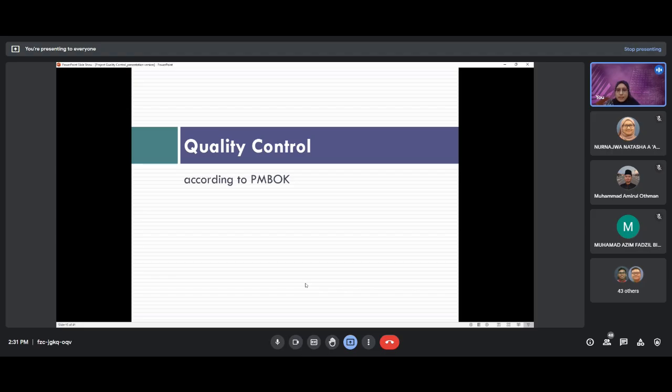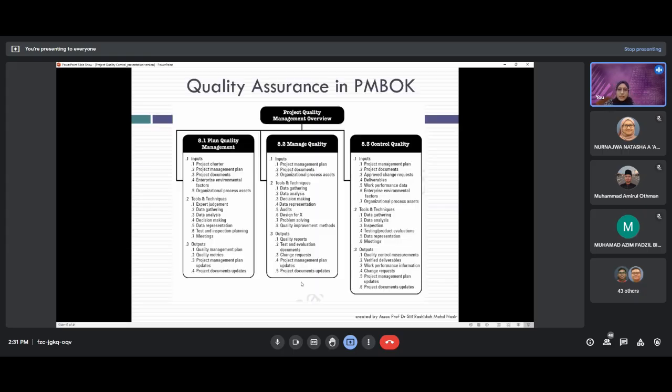Okay. Now, let's look at what PMBOK says about quality control. PMBOK is the Project Management Body of Knowledge. I'm sure you have seen this before. I have already shown you quality planning, but also assurance and control.